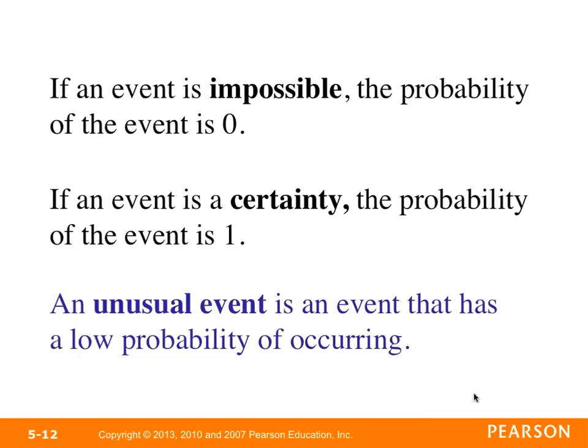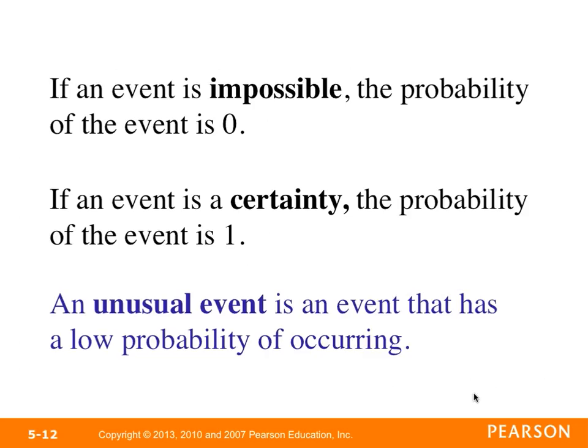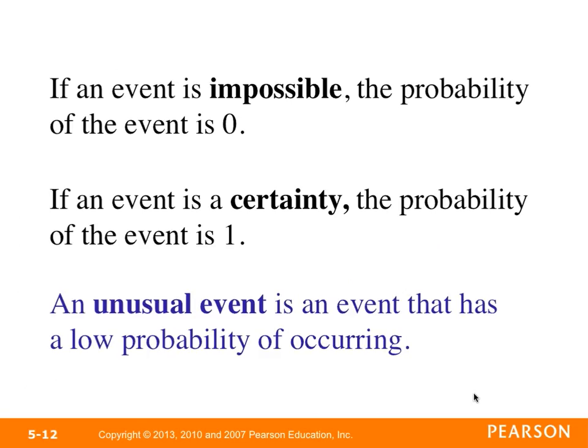And then I already talked about this a little bit. If an event is impossible, it means that the probability is 0. So for example, with our M&Ms, the probability that we get a purple peanut M&M milk chocolate candy is going to be 0 because there aren't any. If an event is a certainty, then the probability would be 1. So the probability of us picking a color is going to be 1 because all of these are colors.